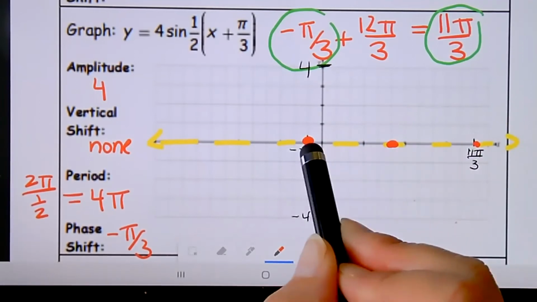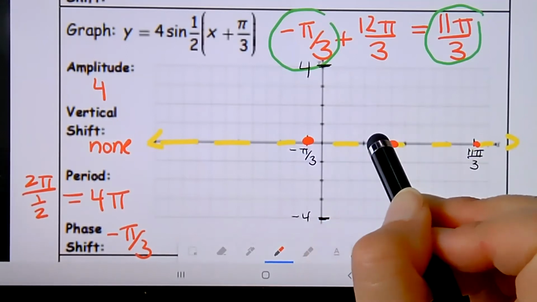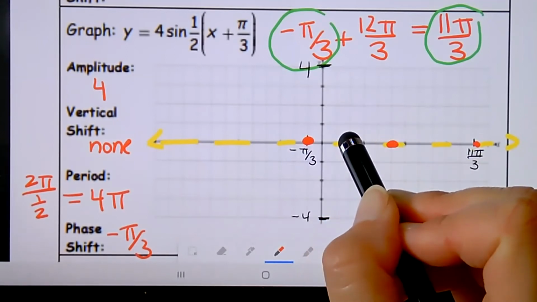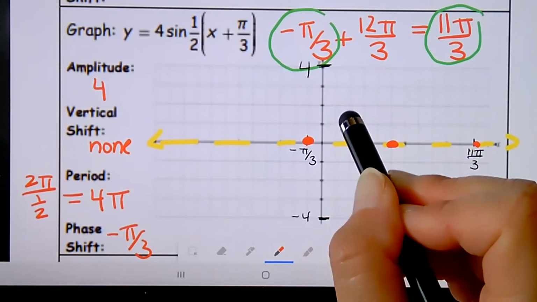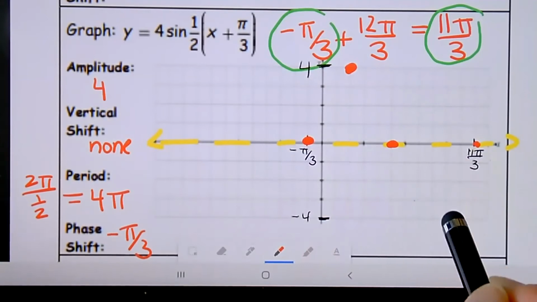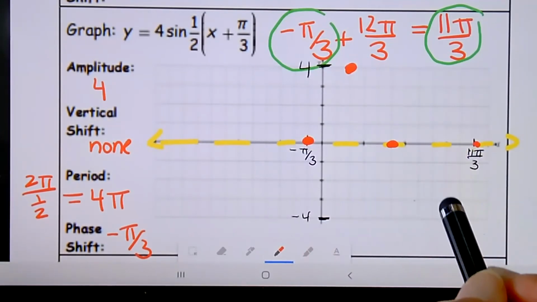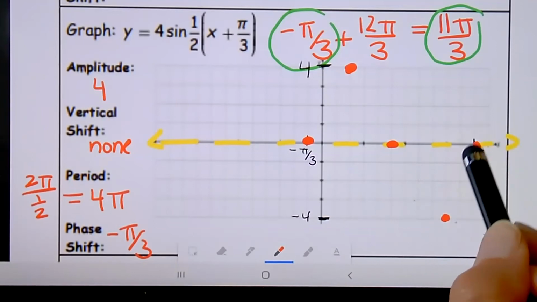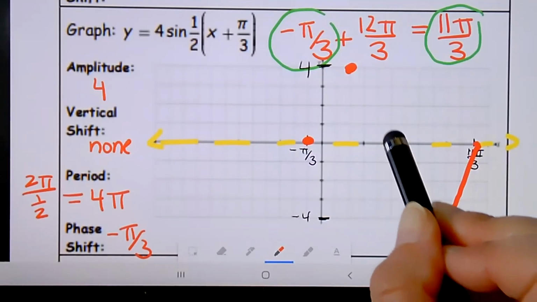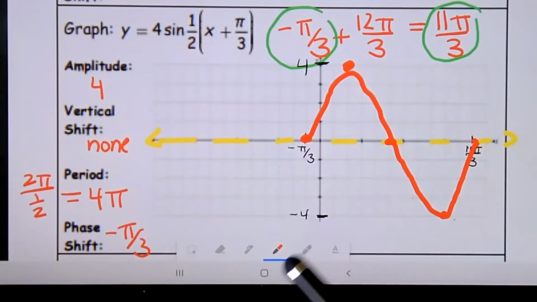And then halfway in between these, okay, I'm going to be up at 4. So 1, 2, 3. So halfway, I'm going to be up at 4. And then halfway between these, I'm going to be down at negative 4. So 1, 2, 3, down at negative 4. And I'm going to connect these. And there's my sine.